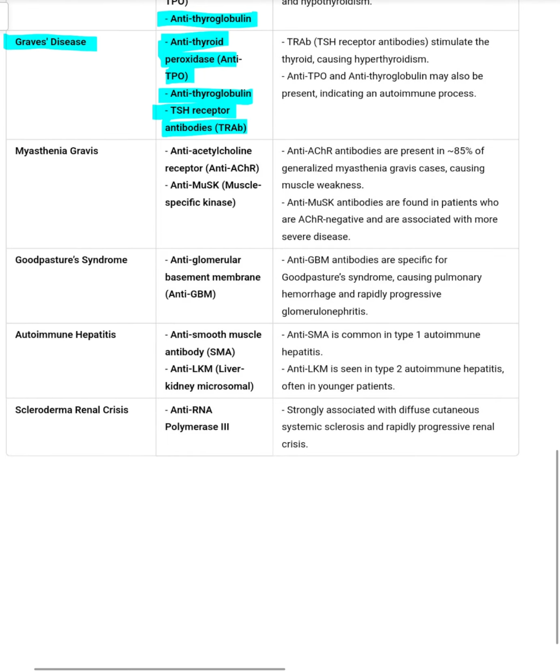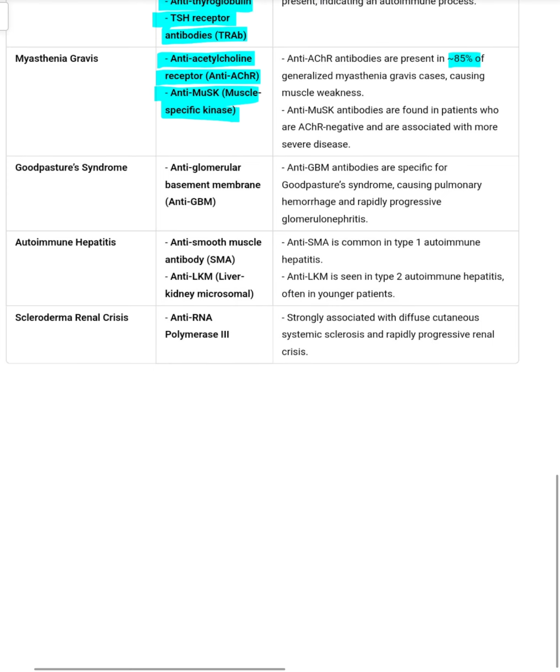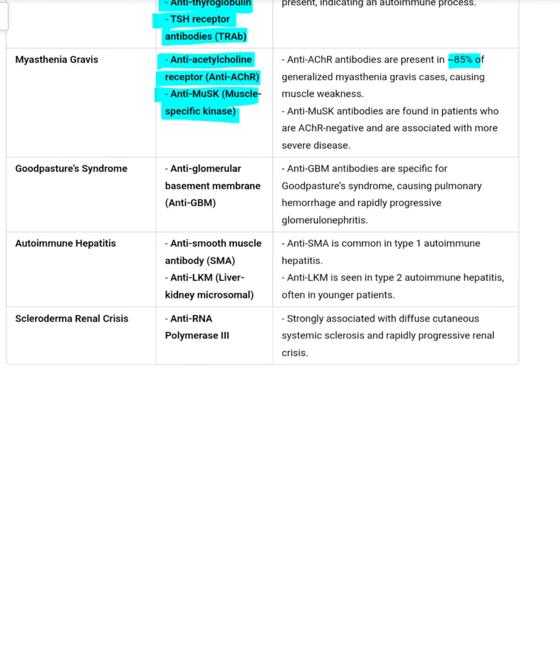Next is myasthenia gravis. The most common antibody we get in myasthenia gravis is the anti-acetylcholine receptor antibody, present in 85% of cases of generalized myasthenia gravis, causing muscle weakness, as we all know. Other than that, there are anti-MuSK antibodies; there are some 3 or 4, but these 2 are the main ones. Anti-MuSK antibodies are associated with a more severe course of myasthenia gravis, especially in those who are acetylcholine receptor antibody negative.